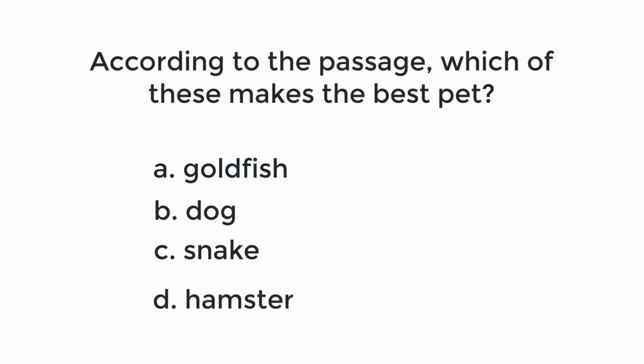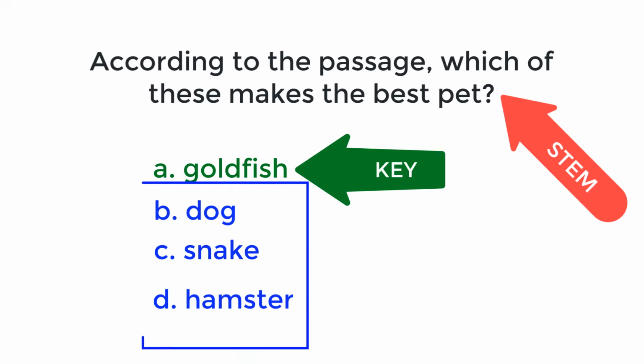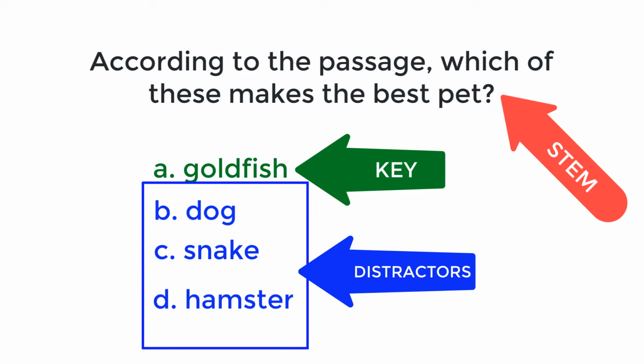Multiple choice questions consist of the stem, which is the opening, a problem to be solved, a question asked, or an incomplete statement to be completed, and the options are the possible answers that you, the examinee, can choose from, with the correct answer called the key and the incorrect answers called distractors.